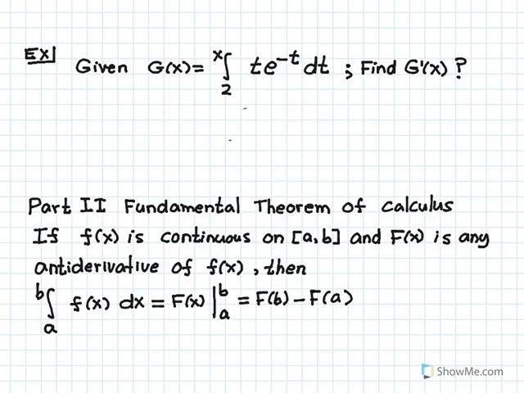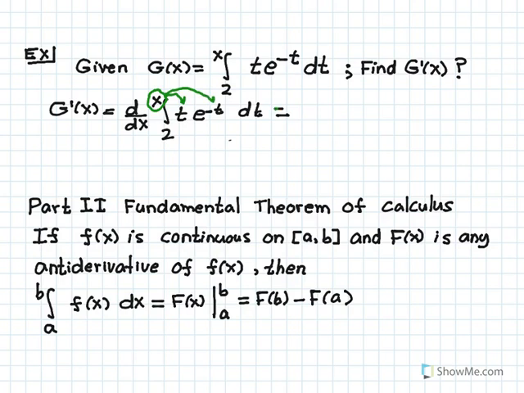All right, so here we have an example. We have capital G of x equal to the integral from 2 to x of t e to the minus t dt. The question asks to find the derivative G prime of x. So let's apply the theorem. G prime of x is equal to d dx of the integral from 2 to x of t e to the minus t dt. Now we know from the previous theorem that the upper limit x gets substituted in for t, and the derivative cancels the integral. So we're going to get x e to the minus x. That is the answer.